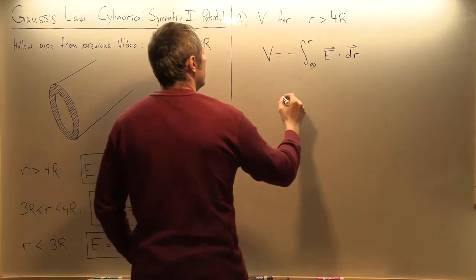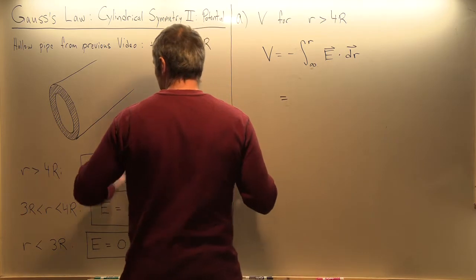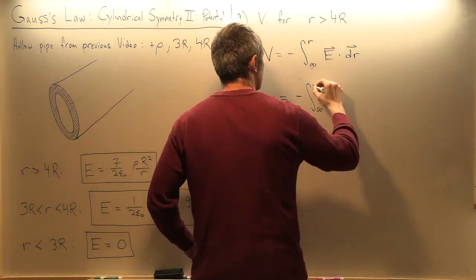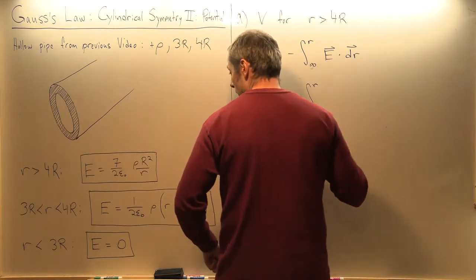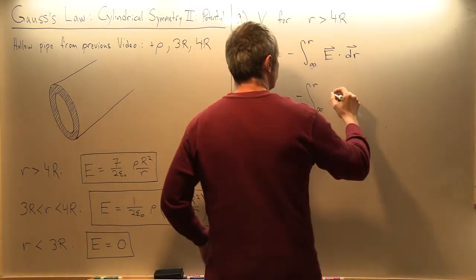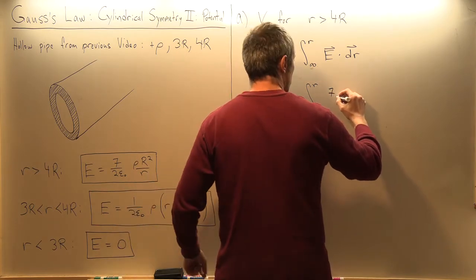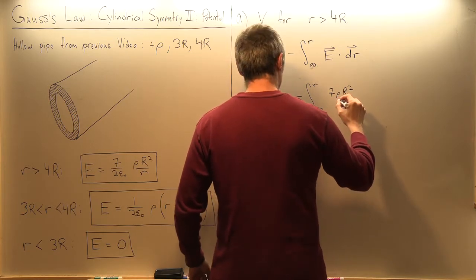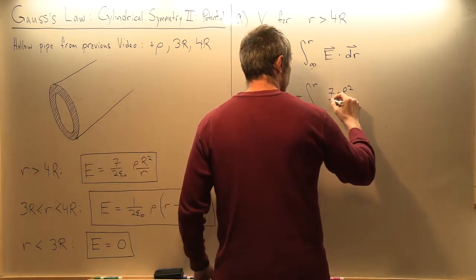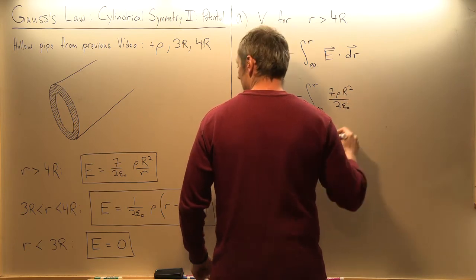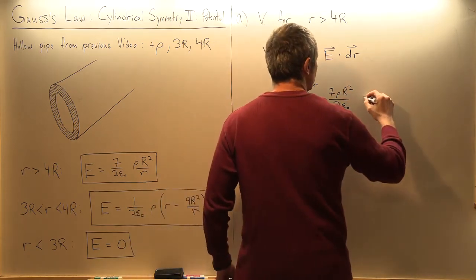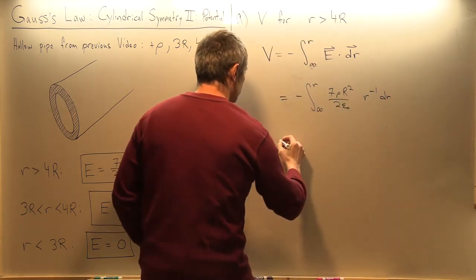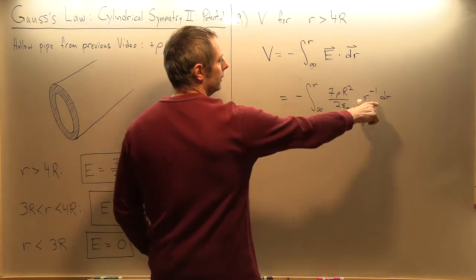Okay, so we start with the formula in general. Now we're going to plug in the specific formula we're dealing with. I'm going to lump all the constants together: 7 rho r squared over 2 epsilon 0. And then what we have is r to the minus 1 dr, which integrates to the natural log, okay?